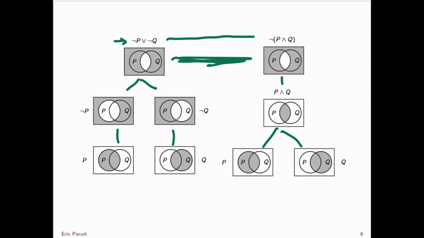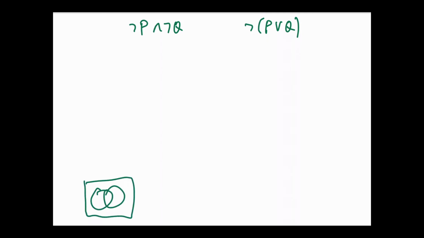So let's look at another quick example just to see how this process actually works. Let's consider the formula not P and not Q and compare that to the formula not (P or Q). We're going to start with not P and not Q, and we're going to start by visualizing P and Q. So there are two circles: the one on the left will correspond to P and the one on the right will correspond to Q. I'm not going to draw the P and Q every single time, just to save a bit of time.